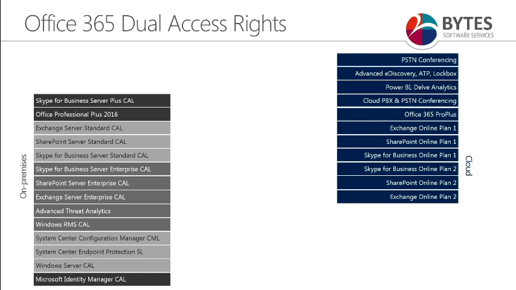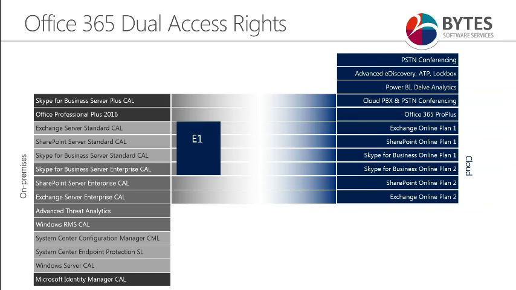And on the right-hand side, we've got the equivalent online services. So for example, where we've got Skype for Business Standard Cal, you've got Skype for Business Online Plan 1, and where we've got Skype for Business Enterprise Cal on the left, you see we've got Skype for Business Online Plan 2.